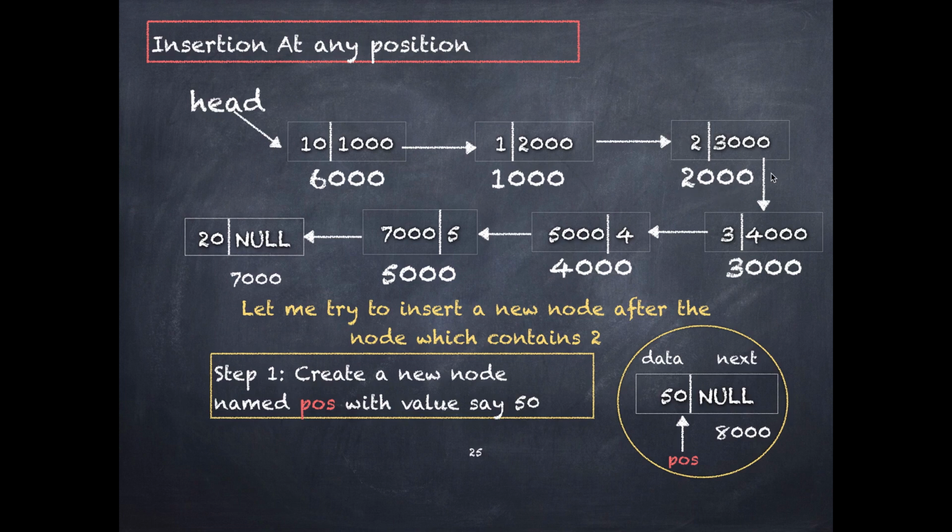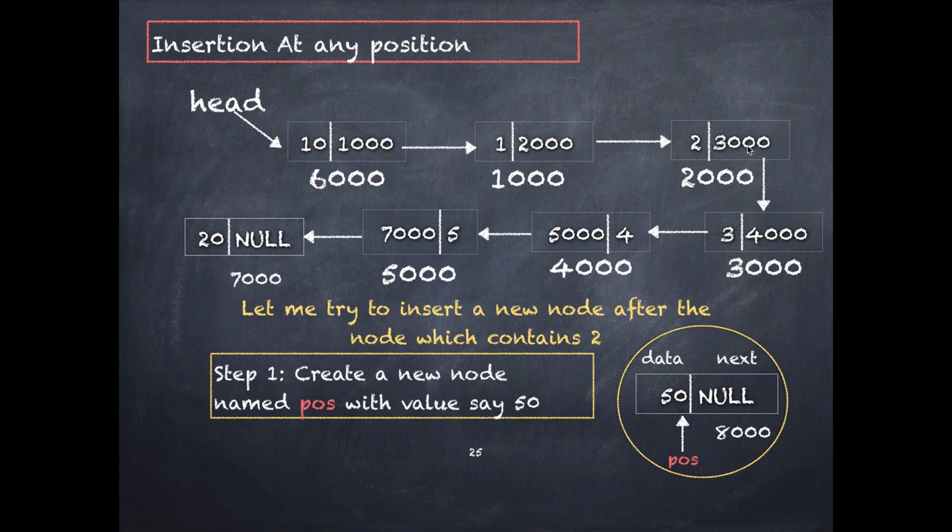So to insert a new node after 2, the first step is to create a new node, right? So I have created a new node. The name of the node is pause. The value is 50 and the next pointer is currently set to null, and the address of this node is 8000.